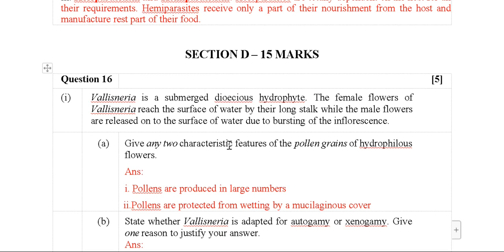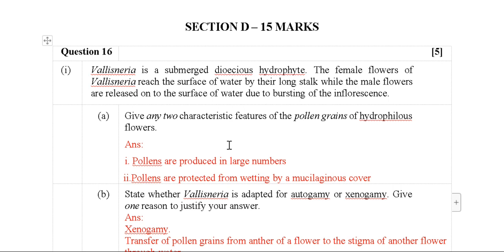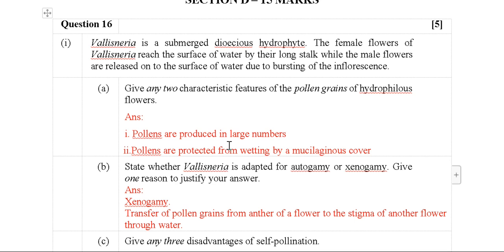Because to see the paper pattern, you should know the specimen paper and be aware of what kind of questions they are going to ask. By seeing this specimen paper, you can easily assume. Here, Vallisneria is a submerged dioecious hydrophyte. The female flowers of Vallisneria reach the surface of water by their long stalk, while the male flowers are released onto the surface of water due to bursting of the inflorescence. Vallisneria is actually a water pollinated flower, which means a hydrophilous flower. Now the question is: give any two characteristic features of the pollen grains of hydrophilous flowers.